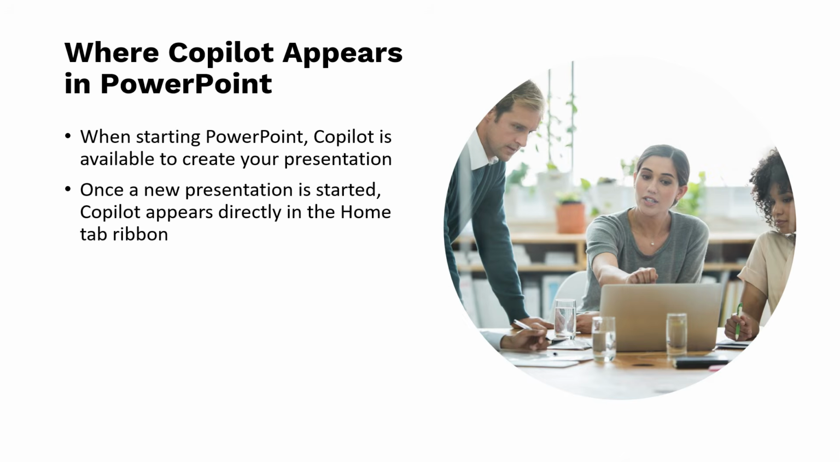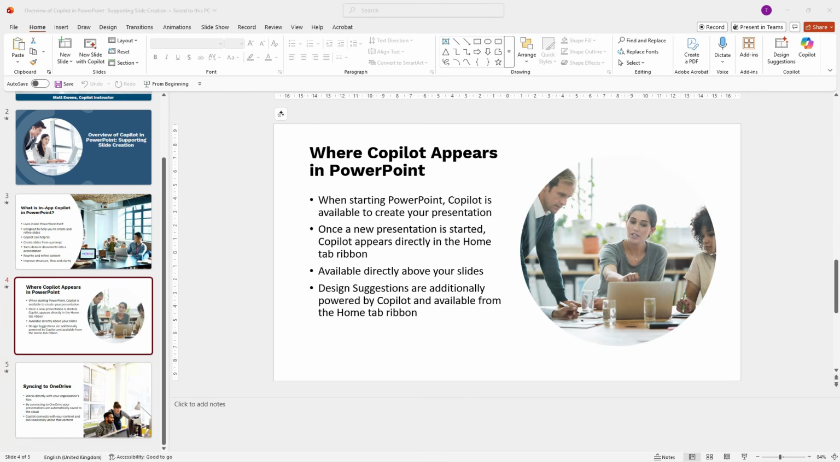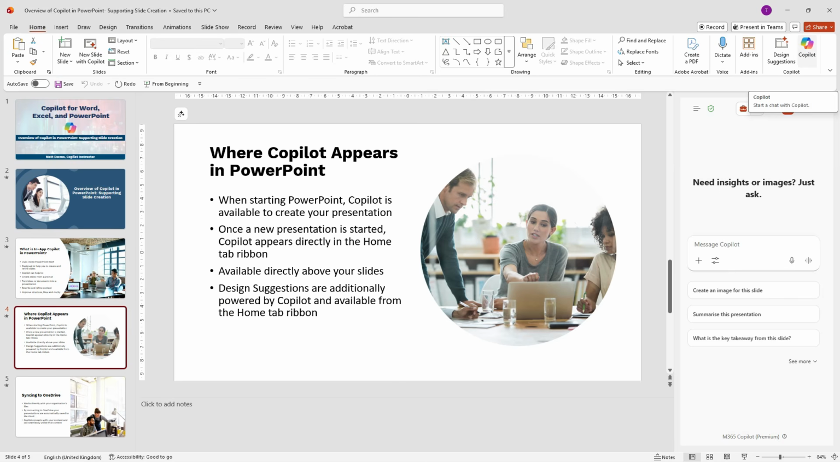When you start a new presentation, Copilot will be directly available from your Home tab ribbon. Clicking on the Copilot icon will activate the Copilot panel on the right-hand side of your presentation. Let's take a quick look. Here is my presentation. If I navigate across the Home tab ribbon, I can select the Copilot icon, and that will open up the Copilot panel.